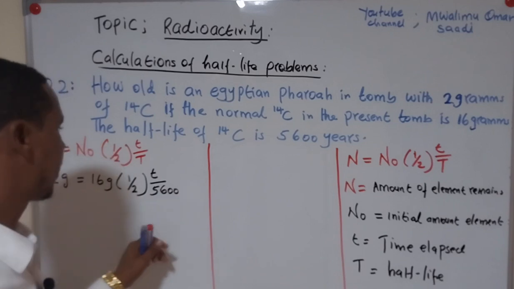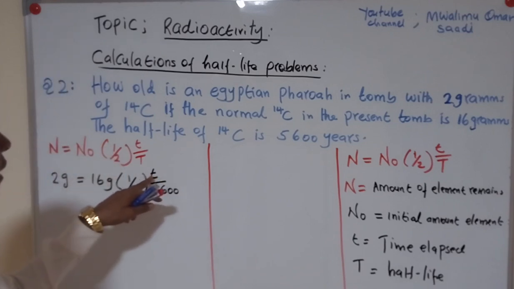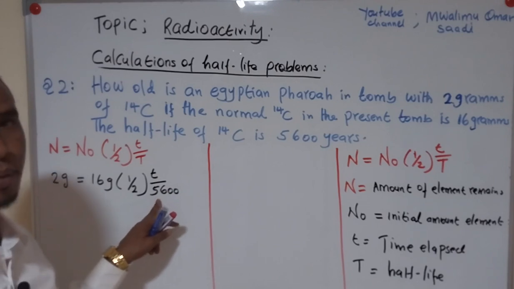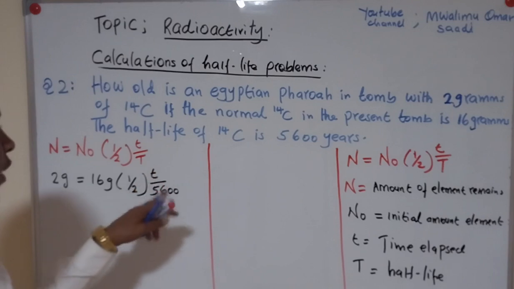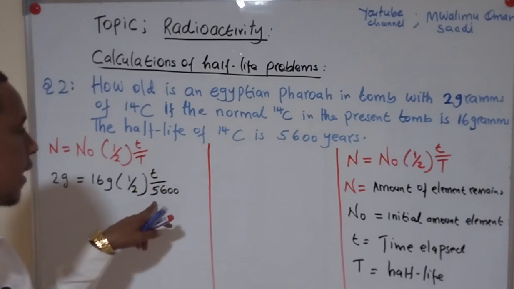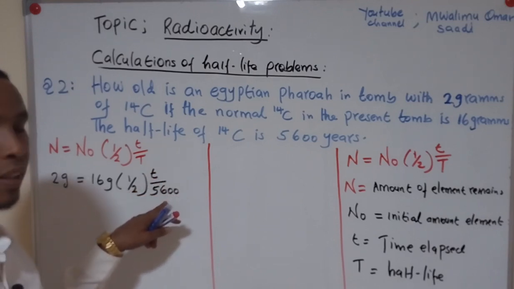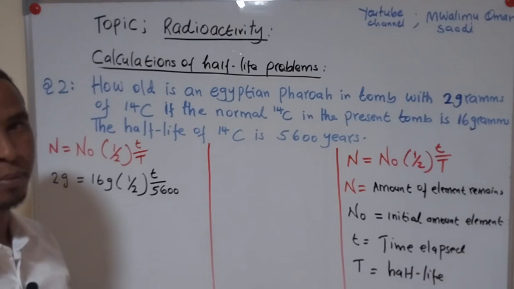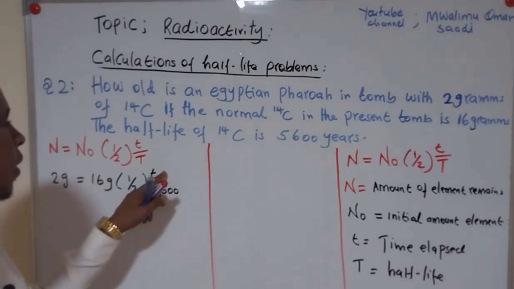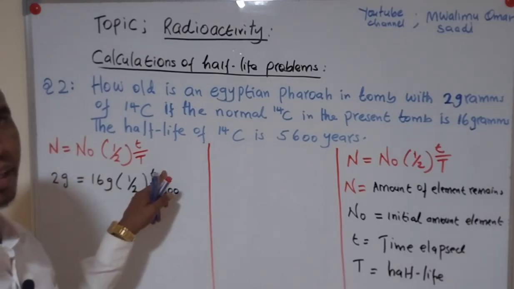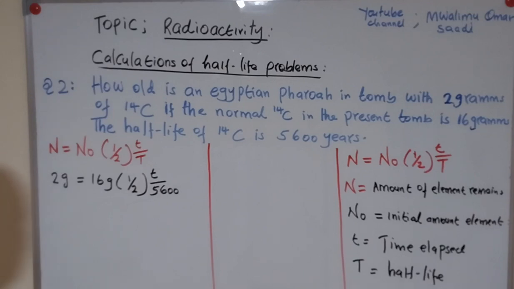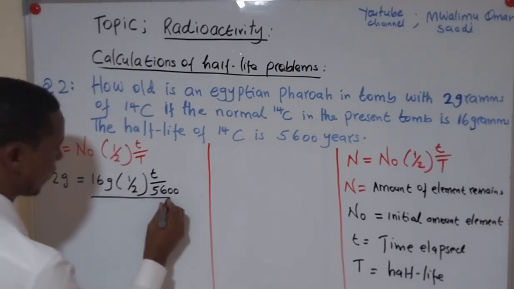So if one of the T's is missing, either the time or the half-life, you introduce log. And if t over capital T will give you a whole number, that means if you're given both T's, that is the time and the half-life, you don't need to use logarithm. So in our case, we are missing one of the T's, that is the time, and we need to introduce a logarithm.